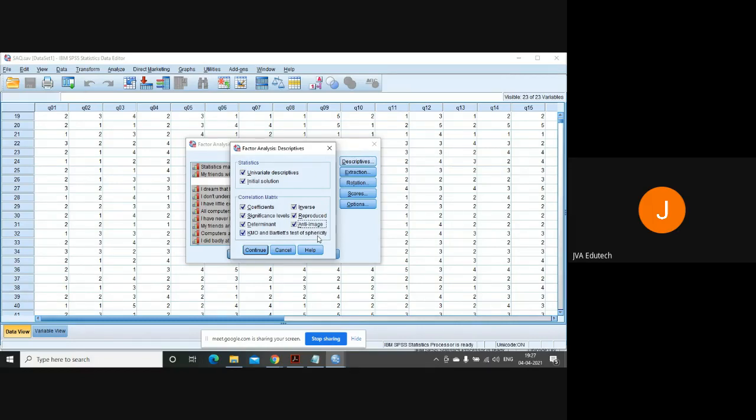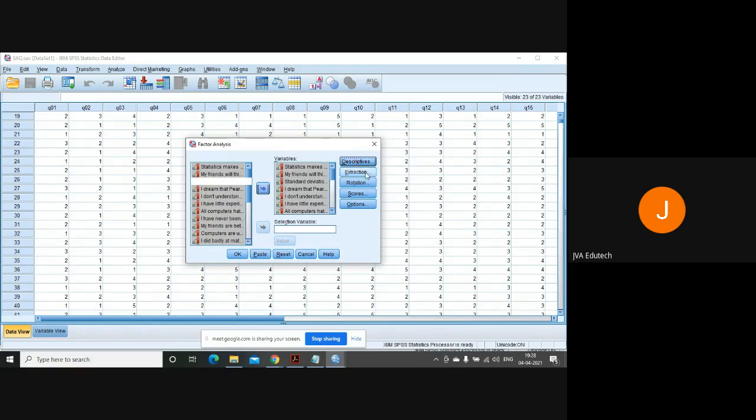The KMO test tells you sampling adequacy, that is, whether your sample size is adequate to do exploratory factor analysis or not. For this, your KMO value should be more than 0.5. Remember, not 0.05, more than 0.5. And Bartlett's test of sphericity should be significant, meaning the p value should be less than 0.000. Then only can we continue with exploratory factor analysis. So continue.